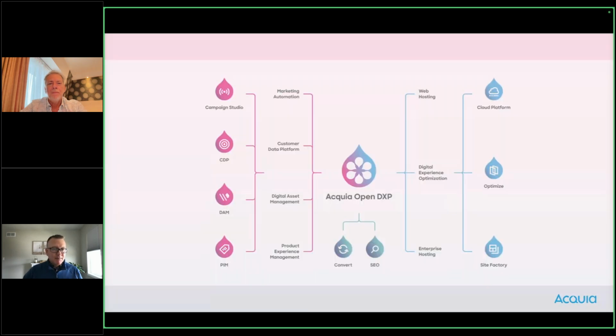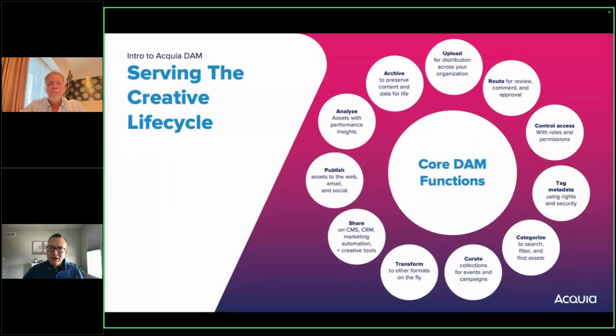Like many DAMs, Acquia serves the creative and content lifecycle with many of the core DAM functions that you see here, to include ingesting content to that central source of truth, controlling access and tagging metadata and curating collections of assets, transforming assets to other formats, and sharing or publishing assets online. And of course, integrating assets across the other tools that are part of your tech stack, and then analyzing performance and archiving your content. And so that's a real high level intro as to what DAM does.